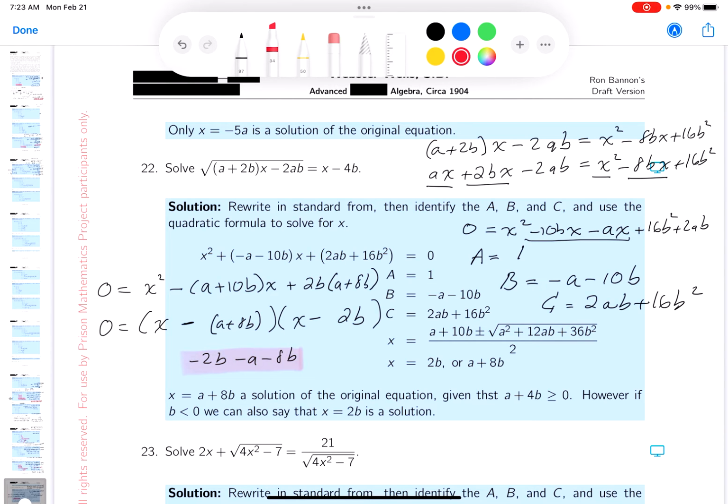I'm going to erase that. That middle term is always a tough one. That's why I wrote it down. I'll write the answers down now. What the answer is going to be? Well, let's write this down. X will be equal to a plus 8b, or the x will be equal to 2b.